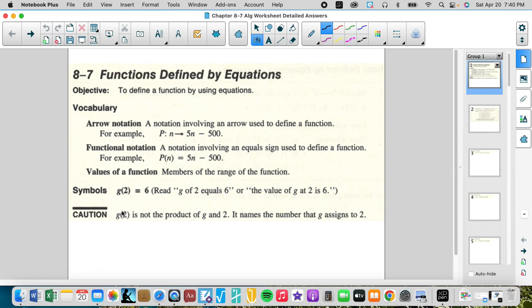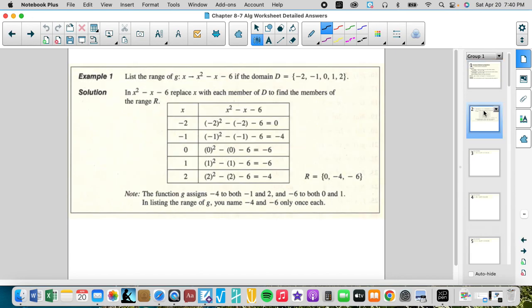So g of 2 is not a product, so we're not multiplying g times 2. This is all it is saying: in the function g we're inputting 2. Okay, so we'll sort of get the handle of this a little bit. They still look like linear equations. We still may graph them.